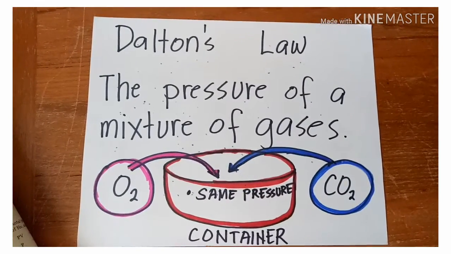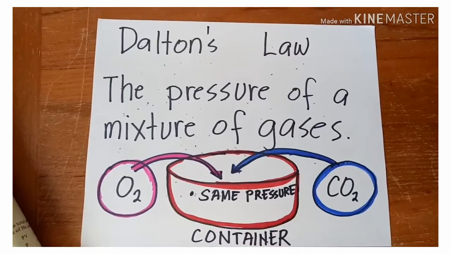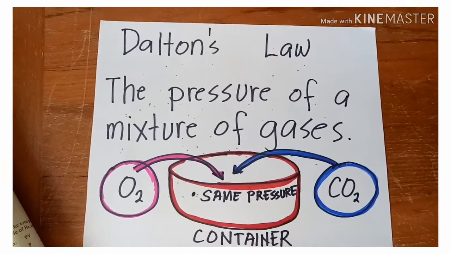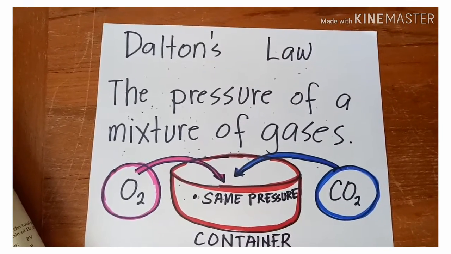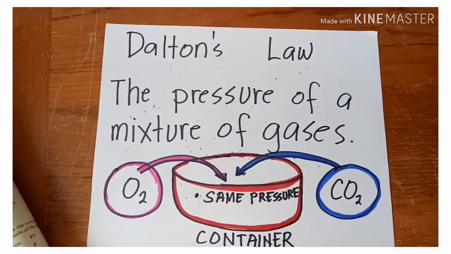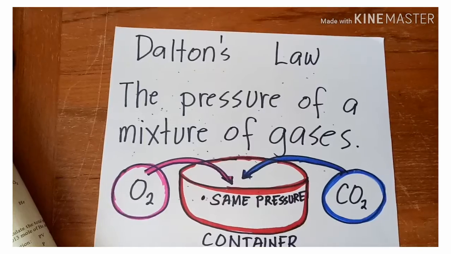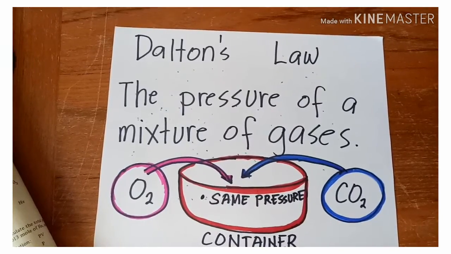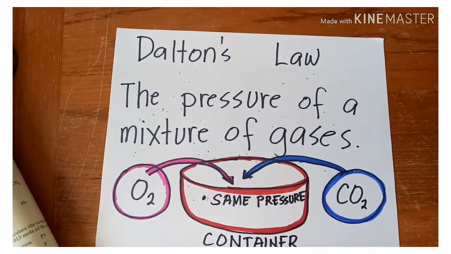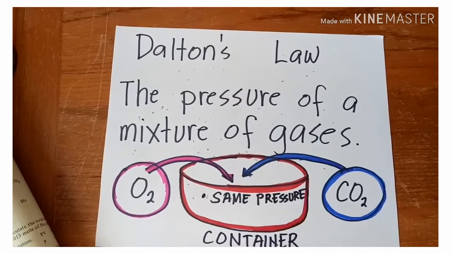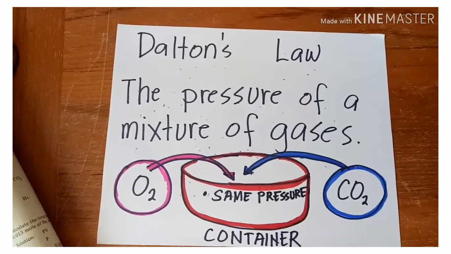Dalton's law states that if two or more chemically unreactive gases are placed in the same container, each gas will exert the same pressure as if it were the only gas in the container. This means that the total pressure in the container is equal to the sum of the partial pressures of each component gas.